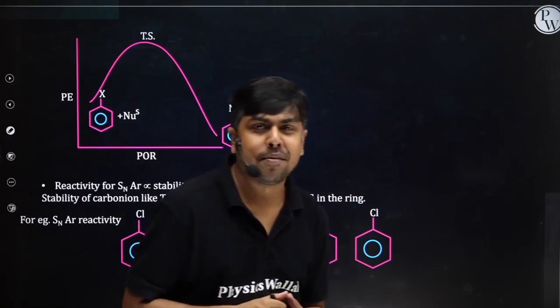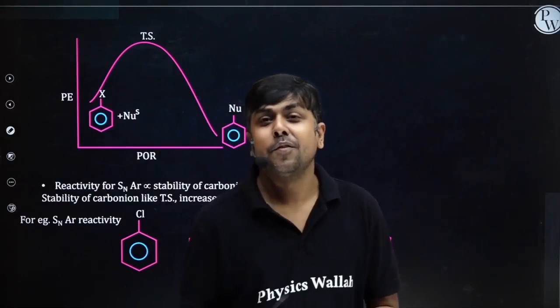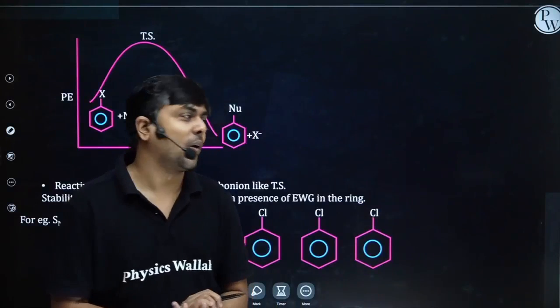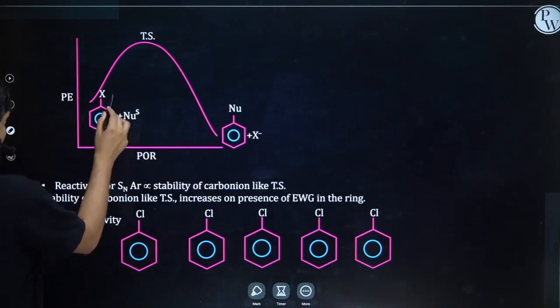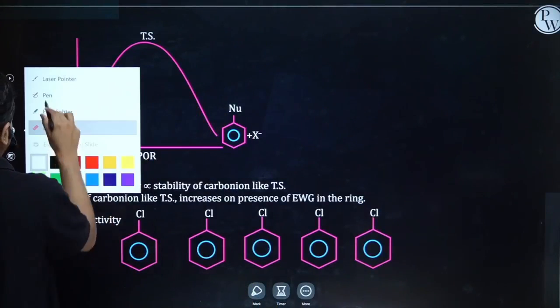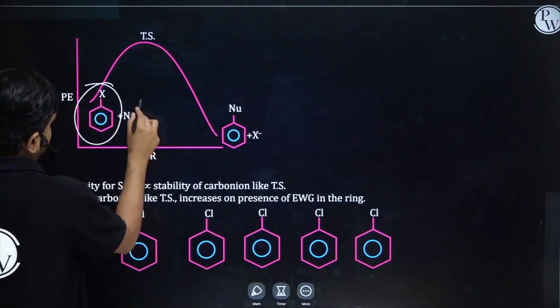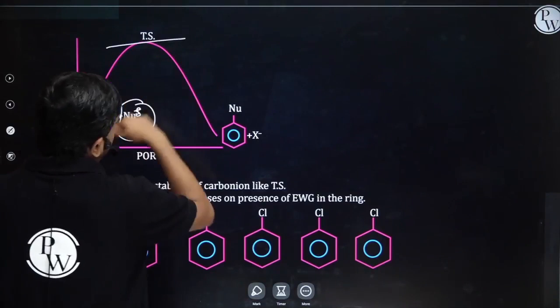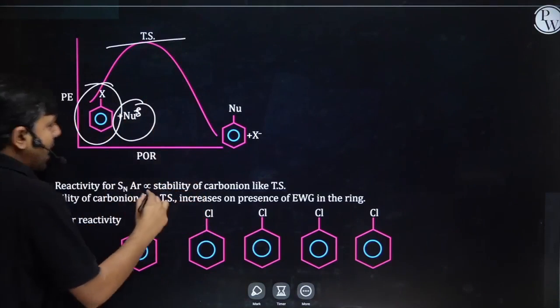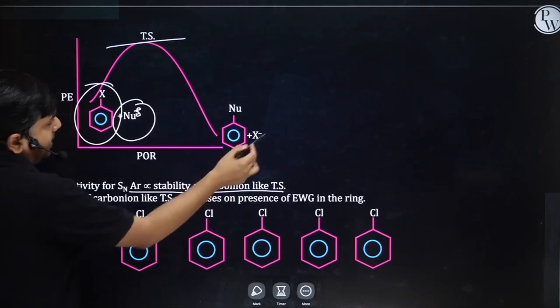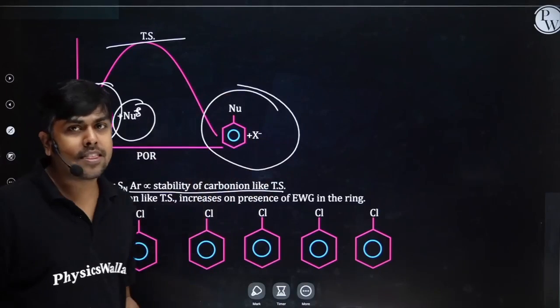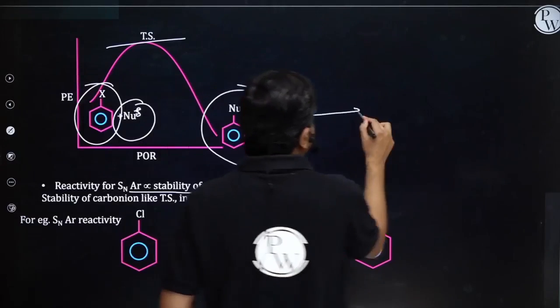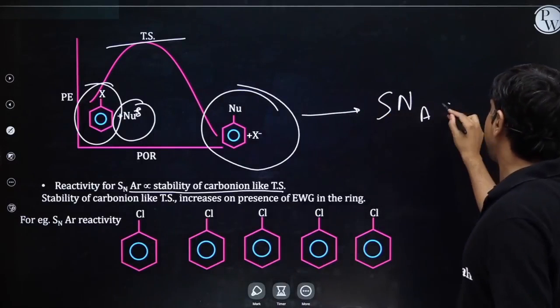Students, now let's have a look at potential energy versus progress of reaction. This particular diagram. Here is my substrate, that is aryl halide, treated with a nucleophile Nu minus. This is my TS. Basically, this TS is having a carbanionic character, and finally, I am having my product, PhNu. The reaction is occurring via the SN-AE pathway.